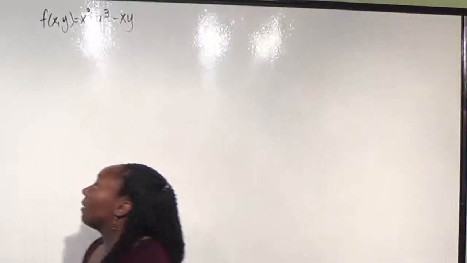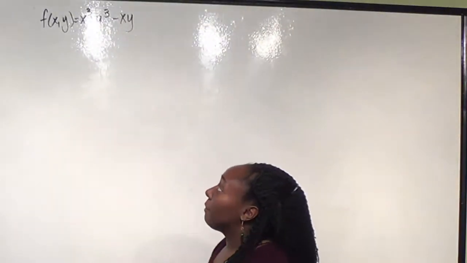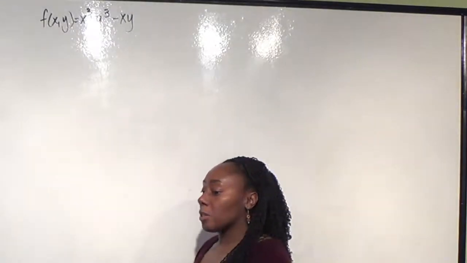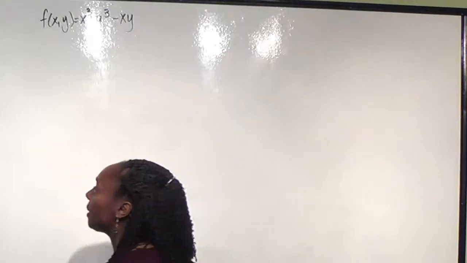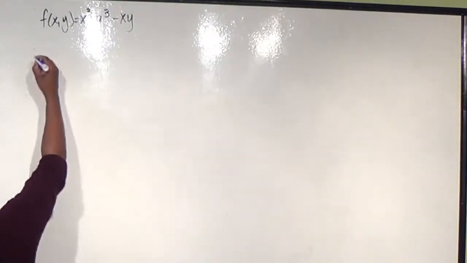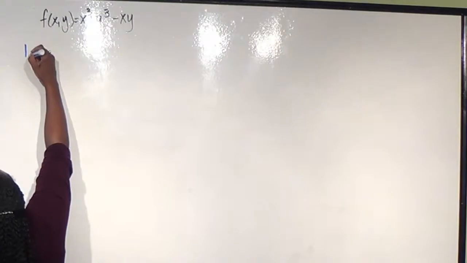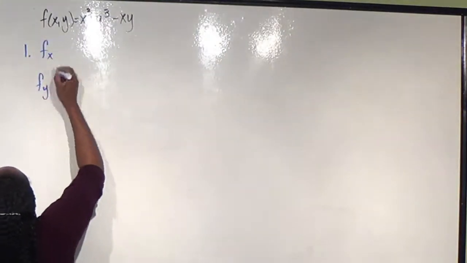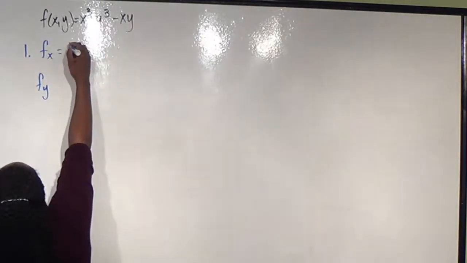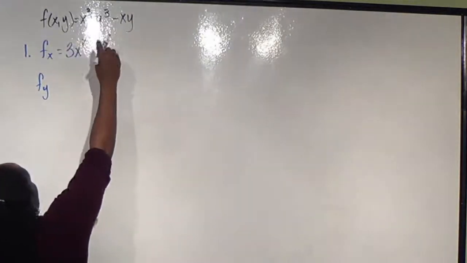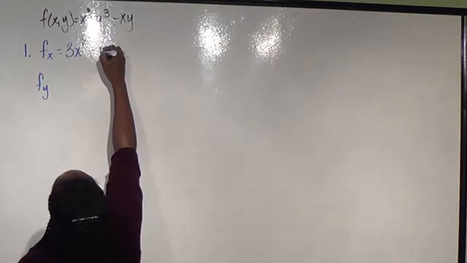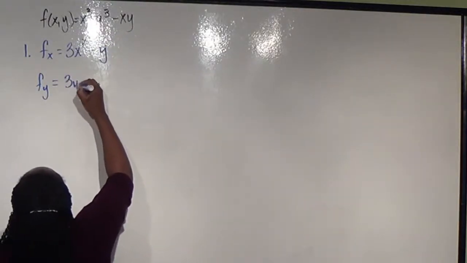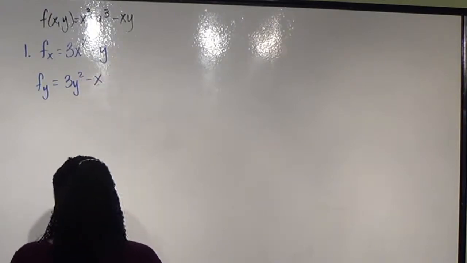Okay? So let's look at this example. F of x, y is equal to x cubed plus y cubed minus xy. Okay, so the first thing I want to do is find my first order partials. So I want to find f sub x and f sub y. So again, f sub x, we can see is 3x squared. That term's going to go to 0, minus y. And f sub y we can see is going to be 3y squared minus x.